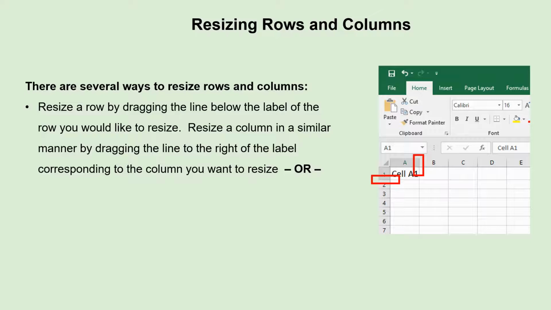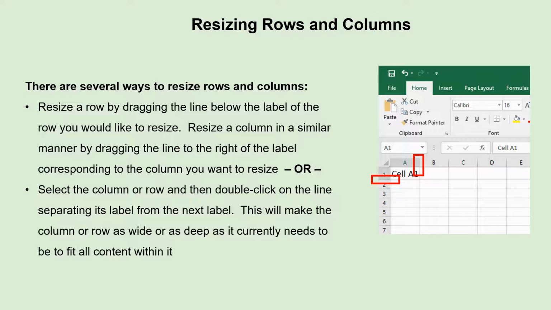You can also click on the line between the A and the B, for instance, and drag it to the right or left to make the column larger or shorter. Or you can select the column or row and then double click on that line in between it and the next label. This will make the column or row as wide or as deep as it currently needs to be to fit all content within it.